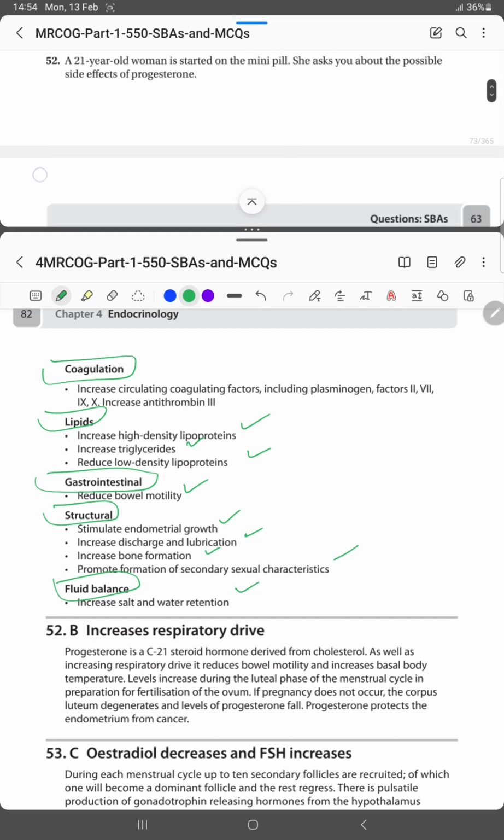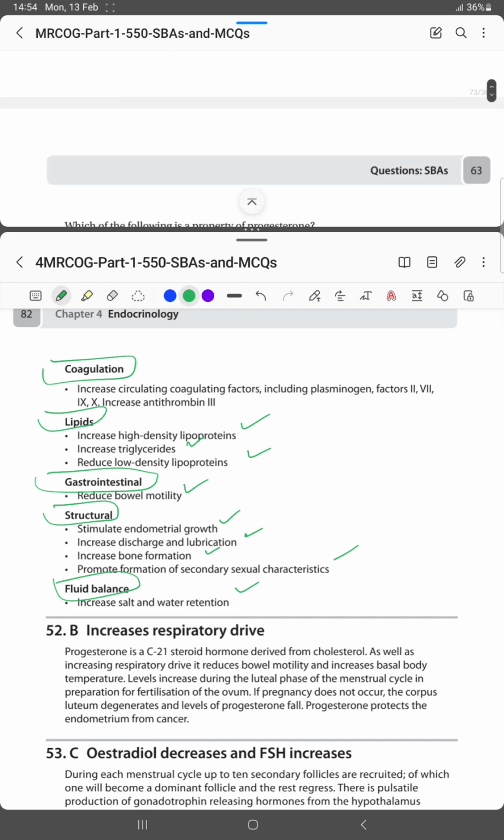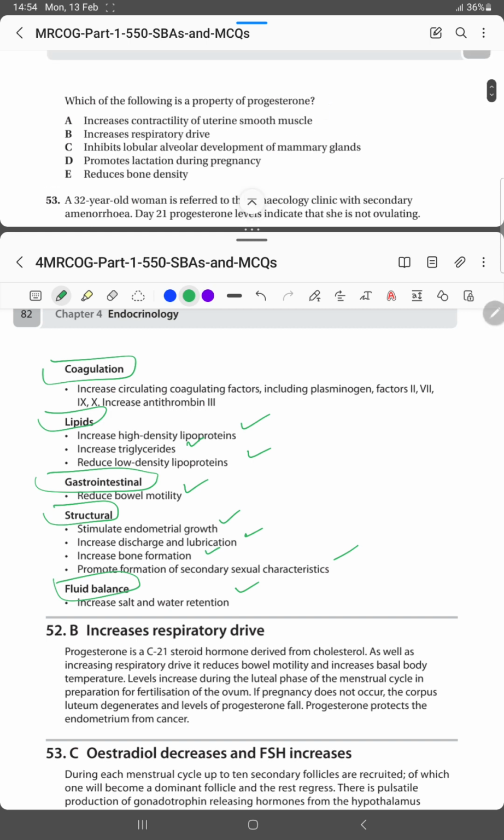Now let's move to the next question. A 21-year-old woman is treated with the mini pill. She asks you about the possible side effects of progesterone. Okay, the side effects of progesterone: increases the contractility of the uterine smooth muscle cells, no. Increases the respiratory drive.